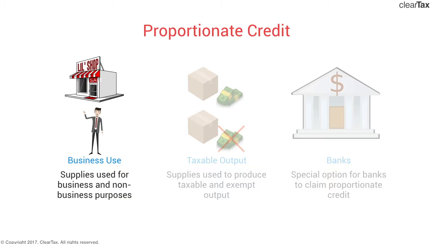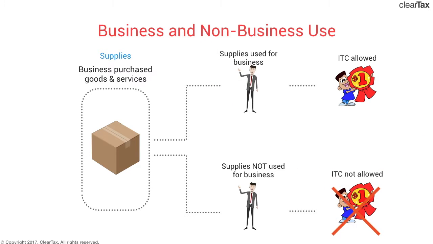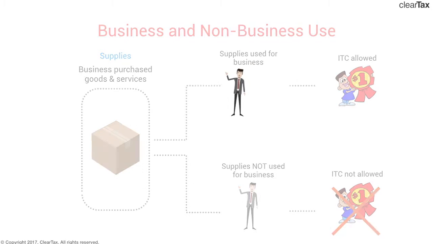In the first case, relating to business use, what proportionate credit states is that any business which purchases goods and services, if it uses them for business, can claim input tax credit on it, while if it is not used for business purposes, ITC will not be allowed. Now, in order to compute these portions of ITC allowed and not allowed, the business will definitely have to maintain separate records of the usage of its supplies.